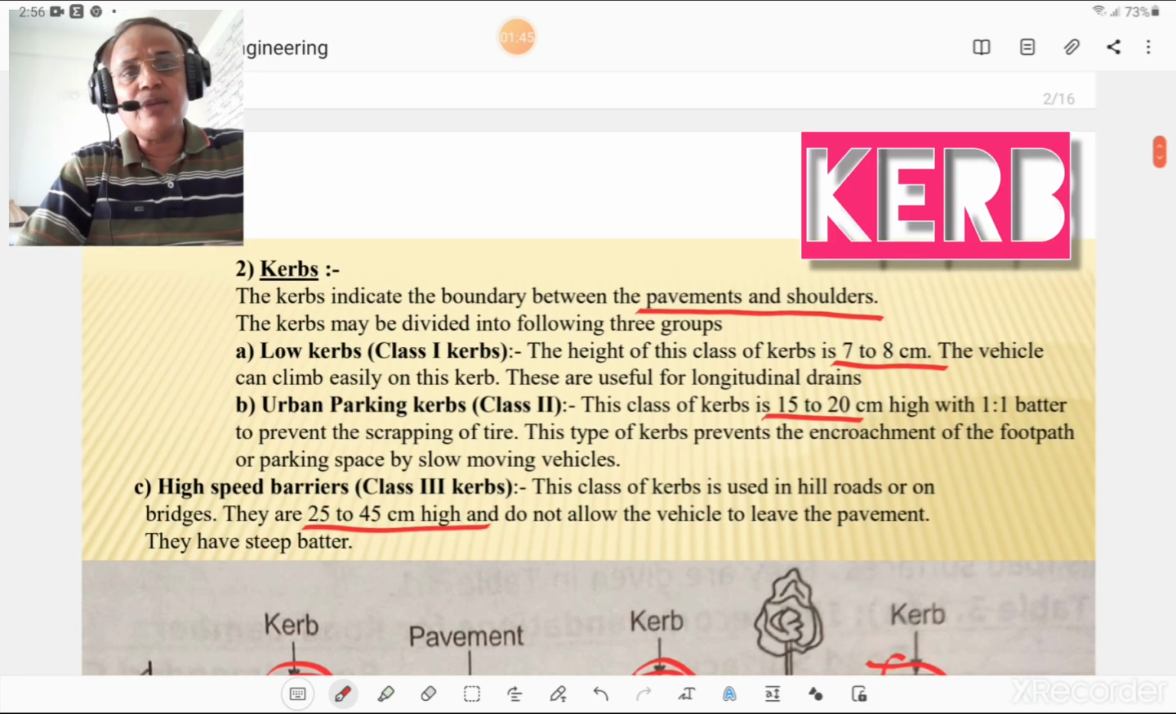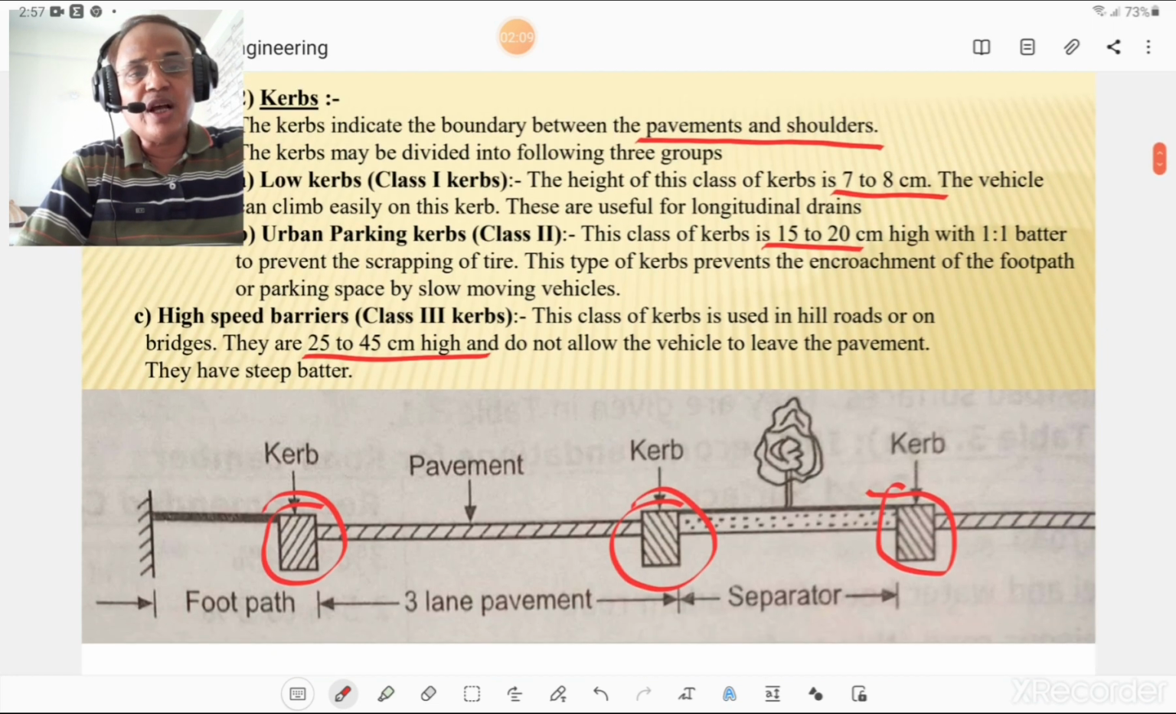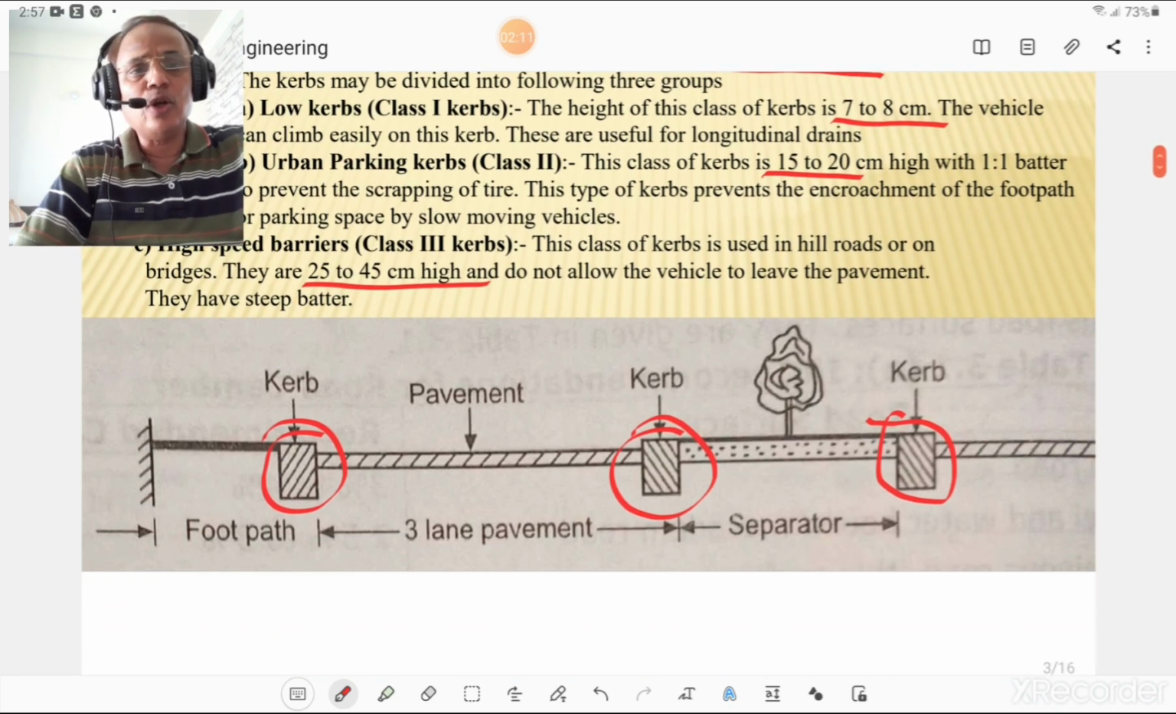Then we will discuss about the curb. What is the curb? Curb indicates the boundary between the pavement and shoulder. The curb may be divided into three groups: low curb or class 1 curb. The height is less, so it is termed as a low curb. The height of this class of curb is 7 to 8 centimeter. The vehicle can climb easily on this curb. These are useful for the longitudinal drains. So low curbs are used near the longitudinal drains.